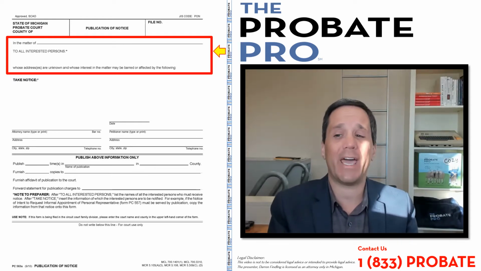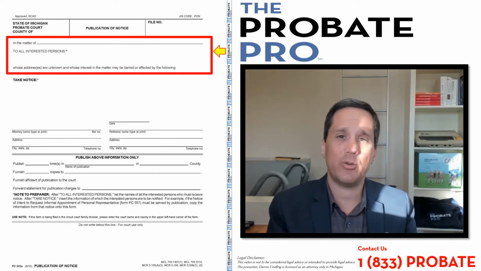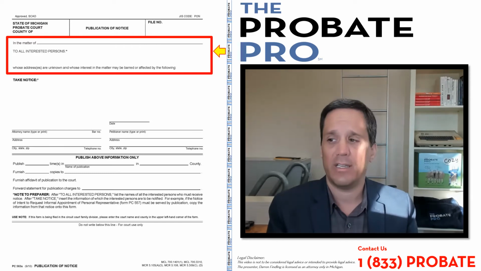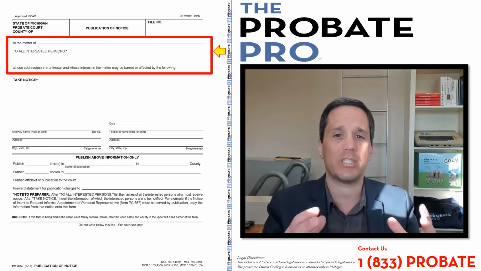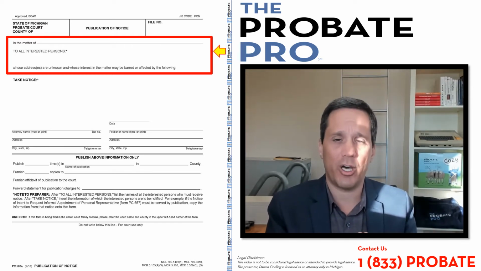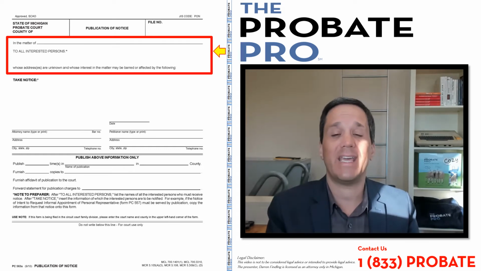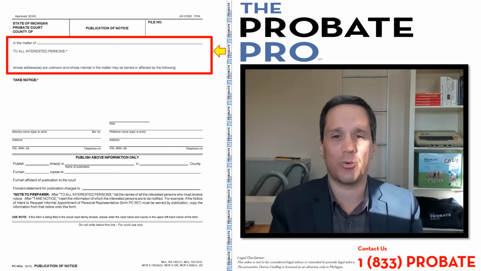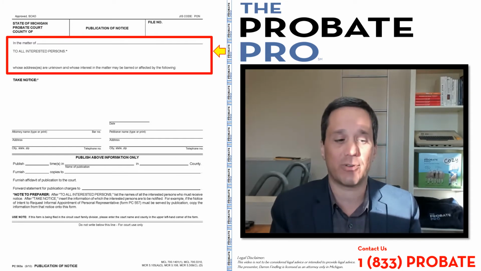It says "whose addresses are unknown and whose interest in the matter may be barred or affected by the following." So we're giving notice to people that are entitled to notice under Michigan law, and we can't give them notice by traditional means. It says "Take notice." Now, the "Take notice" also has an asterisk, so let's work our way through the asterisks.